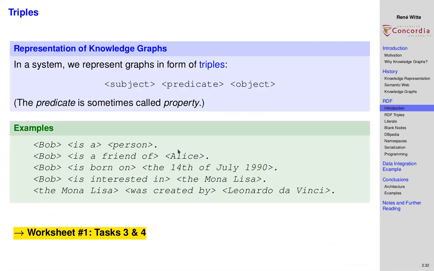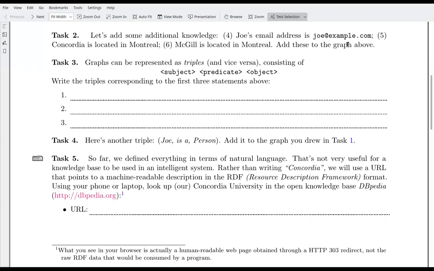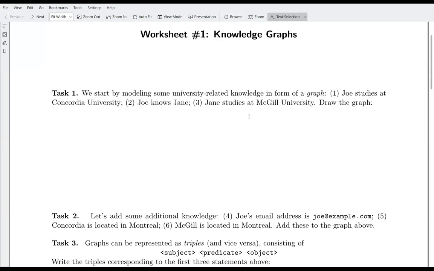To check that you understood this representation of triples, there are two more exercises on the worksheet. In task number 3, you have to show that you understand this representation format and translate the first 3 parts of the graph from task number 1 into 3 triples. Then the other way around, there is another triple given here, and you have to translate it back into a graph and add it to the one from task 1.